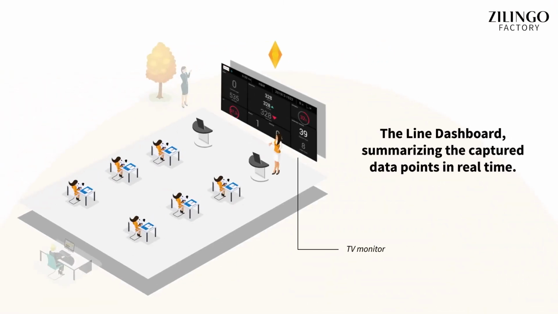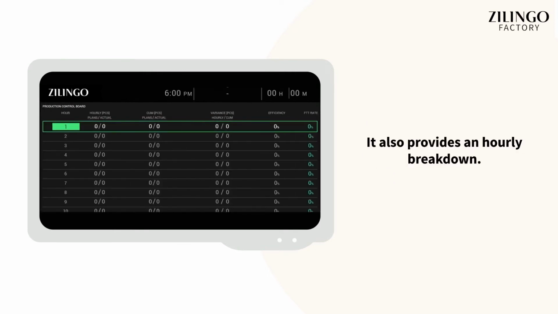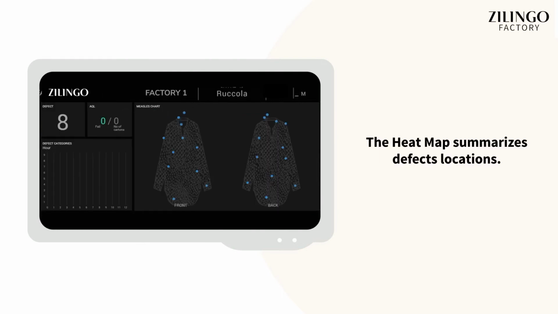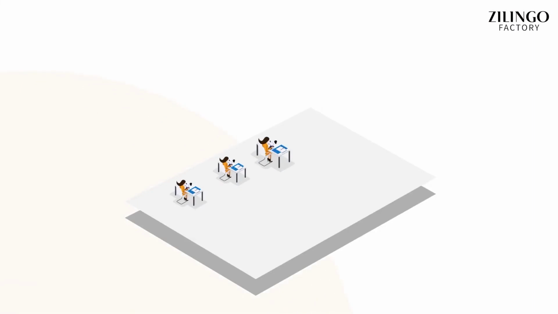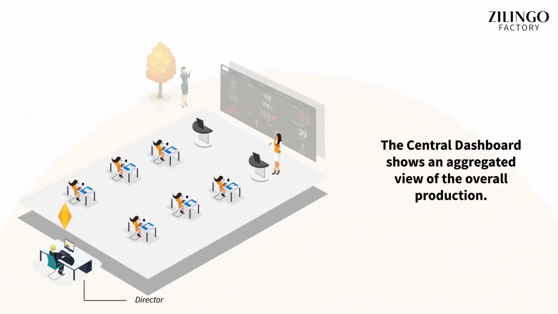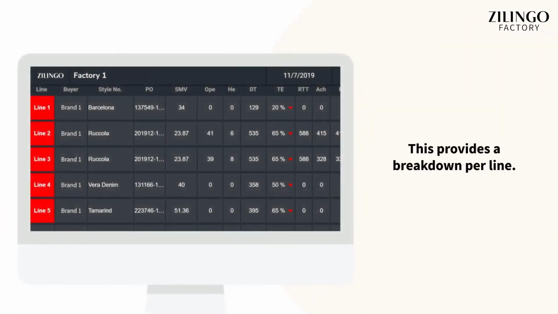The line dashboard summarizes the data points in real time. It summarizes production KPIs such as actual production, headcount, and garment quality. It also provides an hourly breakdown. The heat map summarizes defect locations. The central dashboard shows an aggregated view of the overall production. This provides a breakdown per line.